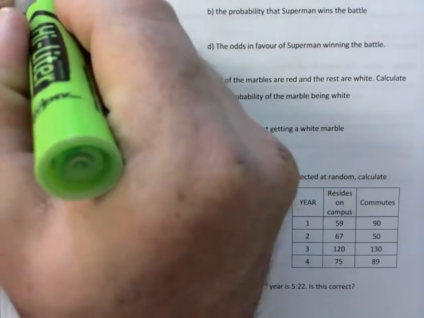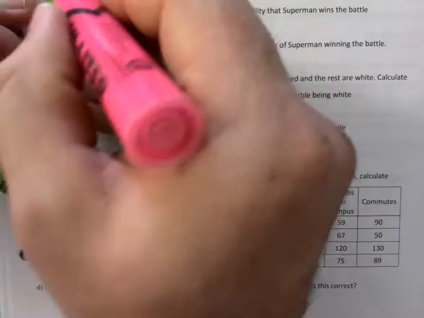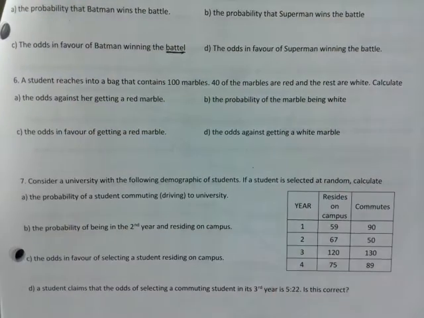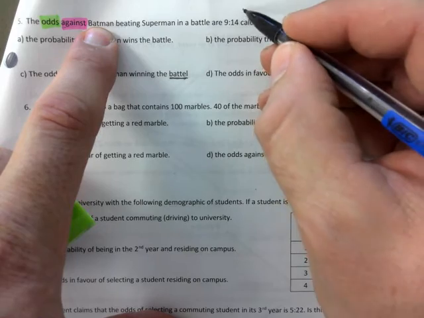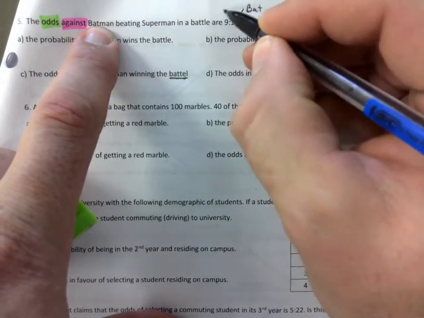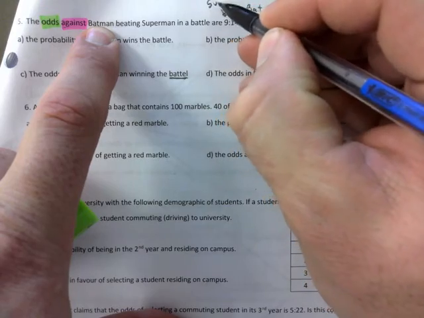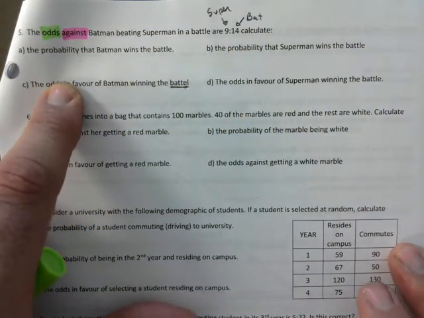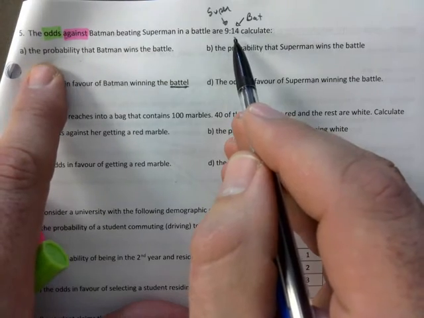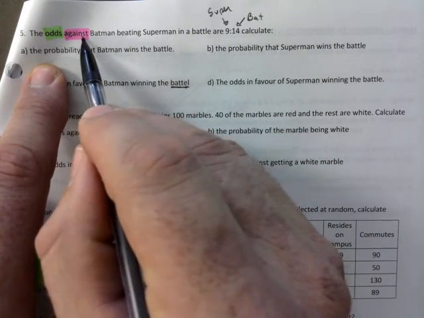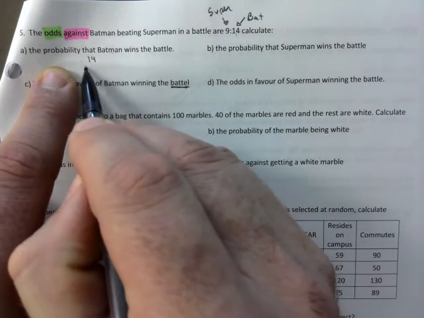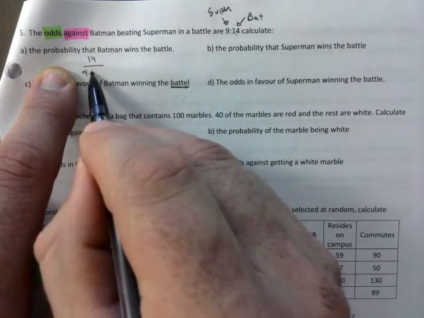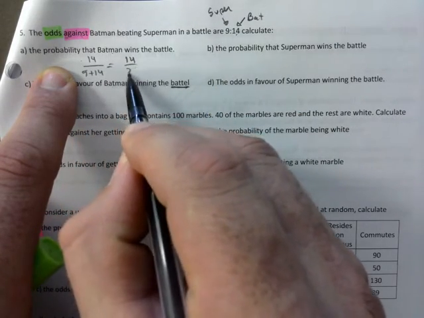Odds. The odds against what? Against Batman beating Superman. So basically against Batman winning, right, is 9 to 14. Because it says odds against that happening, that means that this is Batman, right, and this is Superman. That's how you see these numbers, okay? Because of the against, put that over there. So the probability that Batman will win is 14 out of 9 plus 14, right? So it's 14 out of 23.